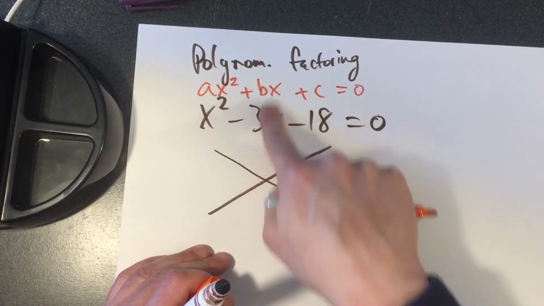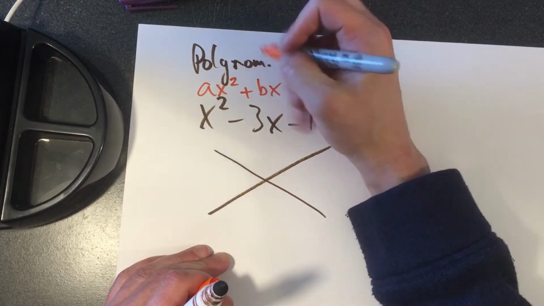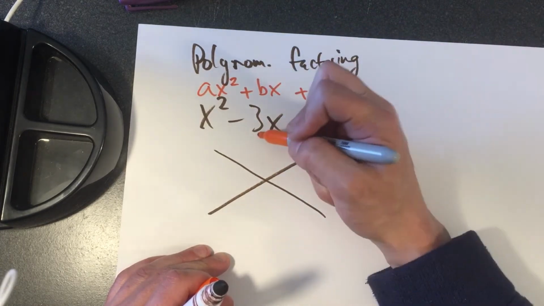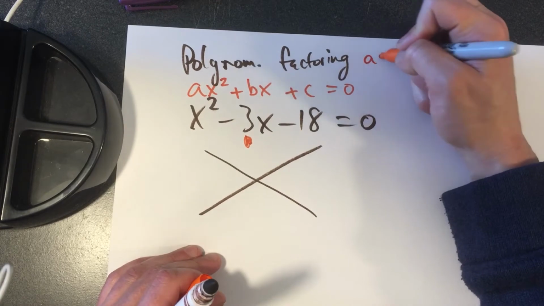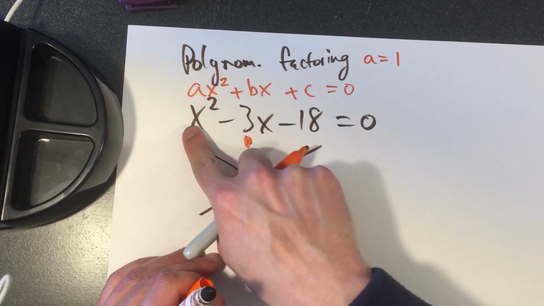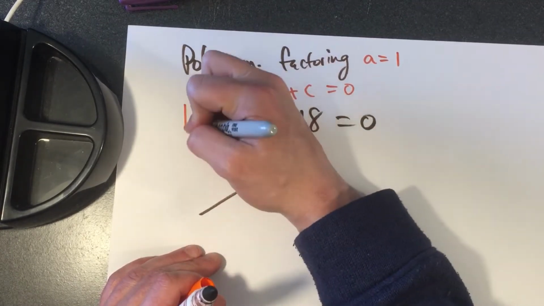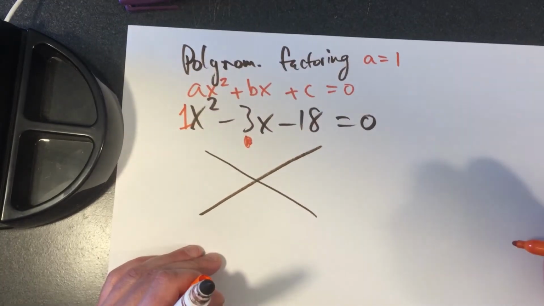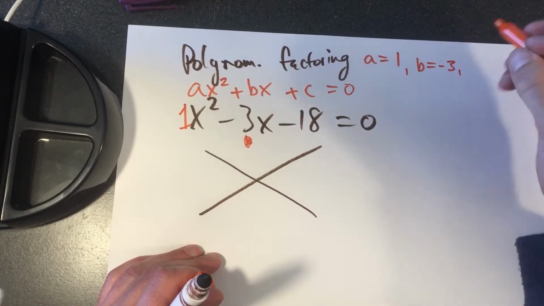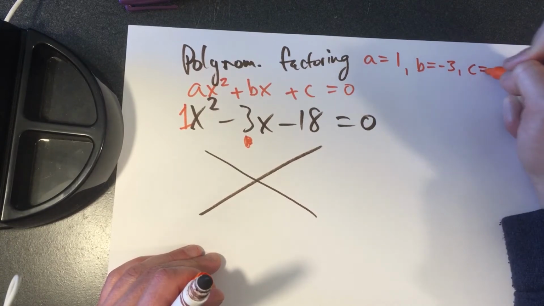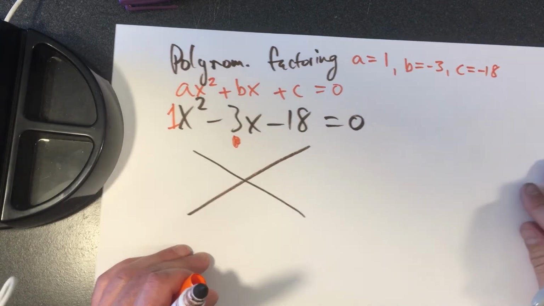And then if we look at this, let me put this someplace off to the side. Well, a is going to be 1, because there's a 1 in front of here. We can write it for those of you who need to see it. There you go. Our b is negative 3. And our c in this case would be negative 18. Do not forget those negatives.